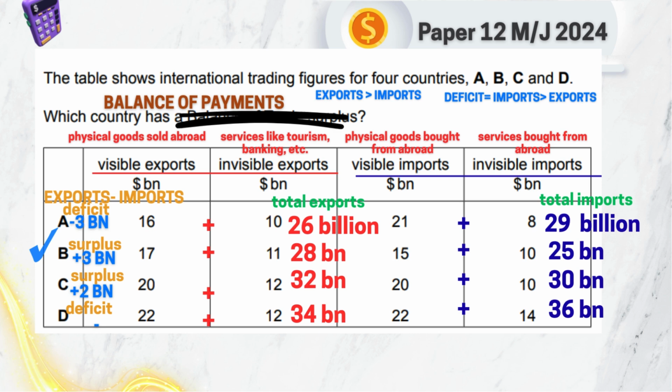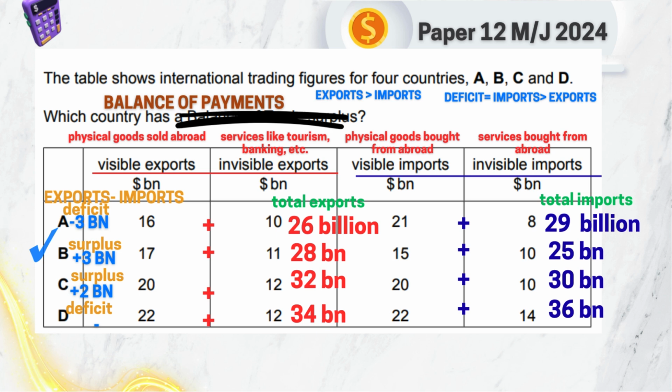So take note again, on my previous video, I made a mistake. I'm really sorry. In the May-June 2024 session paper 12, I computed the balance of payments. The answer is letter B. Okay, and the one that I revised is this one. Still, the answer is letter B.